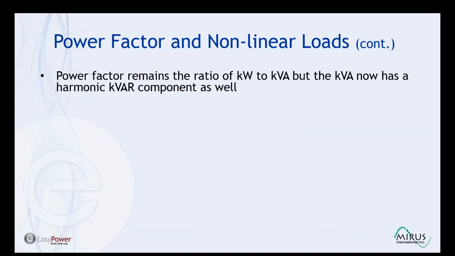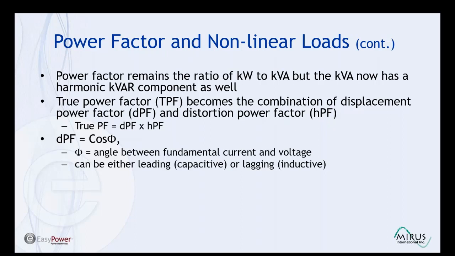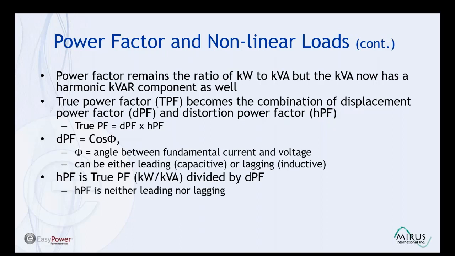With harmonic generating nonlinear loads, power factor remains the ratio of kilowatts to kVA, but the kVA now has a harmonic kVAR component as well. True power factor is equal to displacement power factor times distortion power factor. Displacement power factor is still equal to cosine of theta. And distortion power factor can be calculated by taking the true power factor, which is the kilowatts over kVA, divided by our displacement power factor.